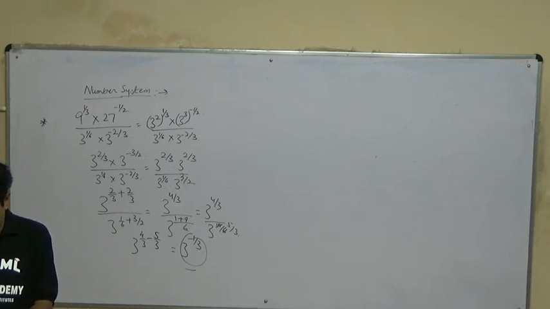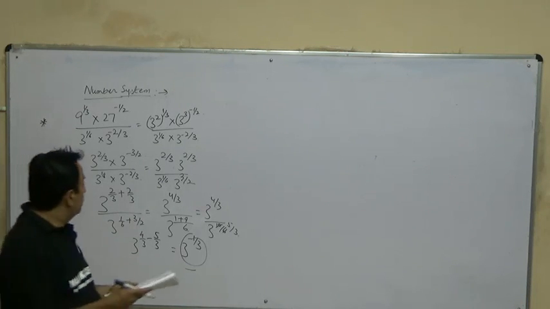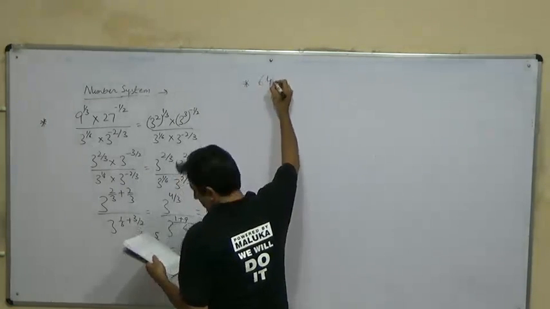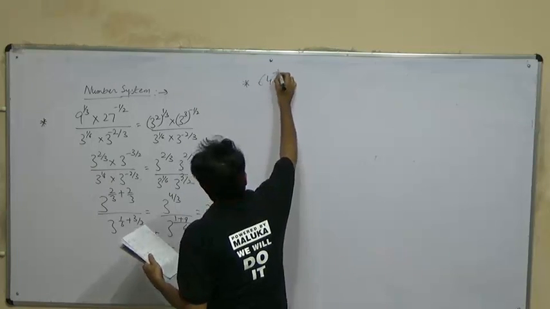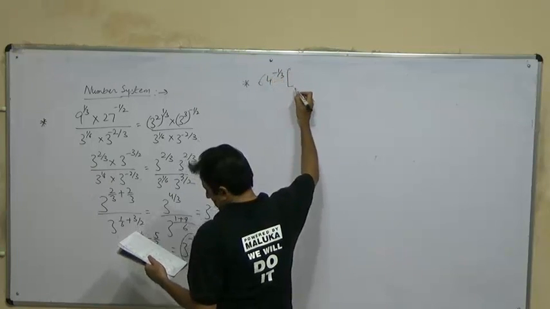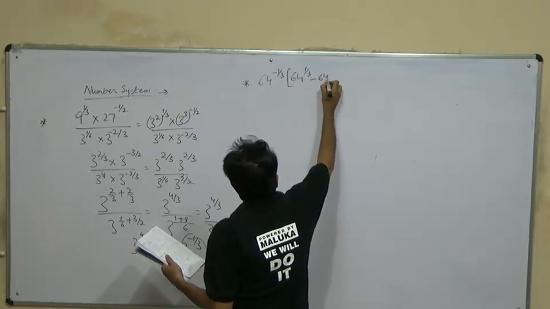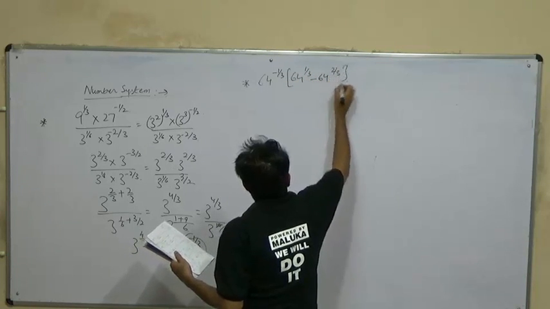The next is 64 raised to power minus 1 upon 3, 64 raised to power 1 by 3 minus 64 raised to power 2 by 3.